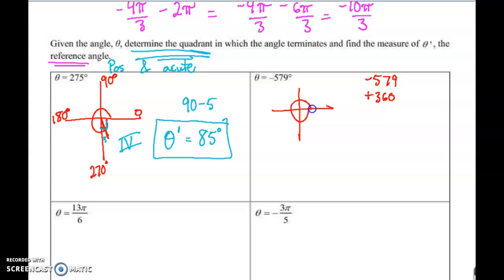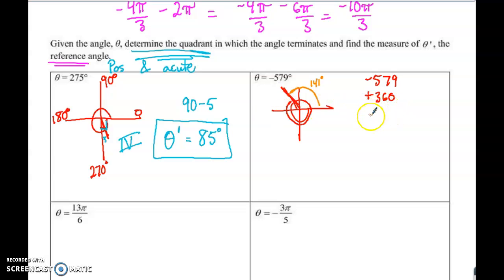So I'm thinking about, okay, it had 1 full revolution and then a little bit more. And I'm thinking about 141. It's a little bit smaller than 180. This is my thought process. If I had 141 degrees, which is a coterminal angle, it's bigger than 90 but smaller than 180. So that means that negative 579 has to be somewhere over here.